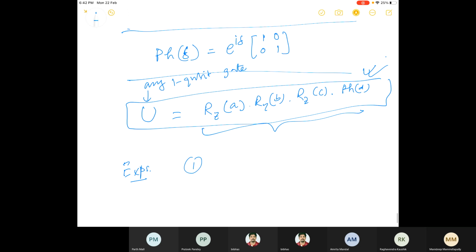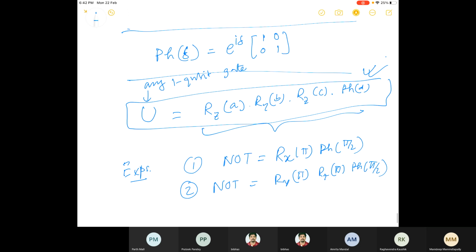Okay, first example, NOT gate. NOT gate can be represented as Rx(pi) times the phase gate, pi by 2. Then NOT gate can also be written as Ry(pi) Rz(pi) and the phase gate, pi by 2.